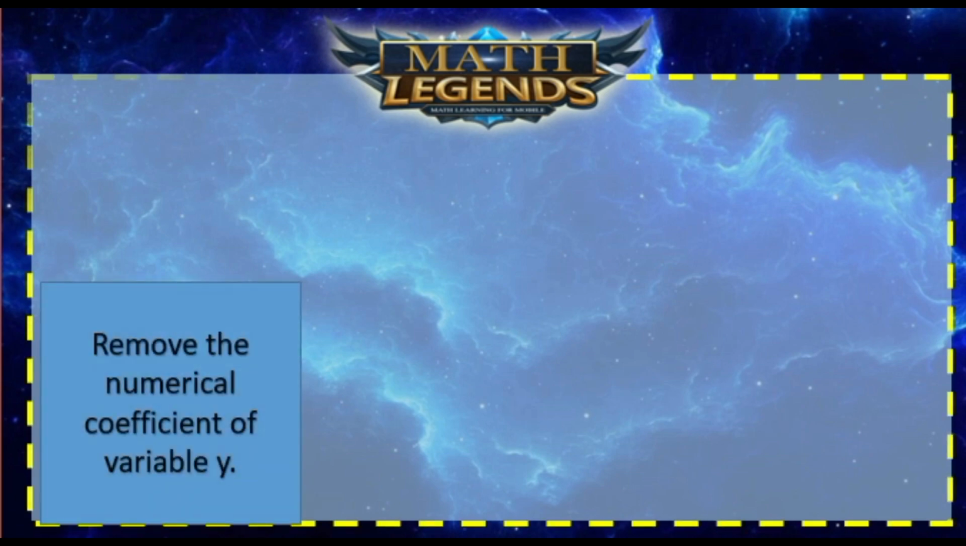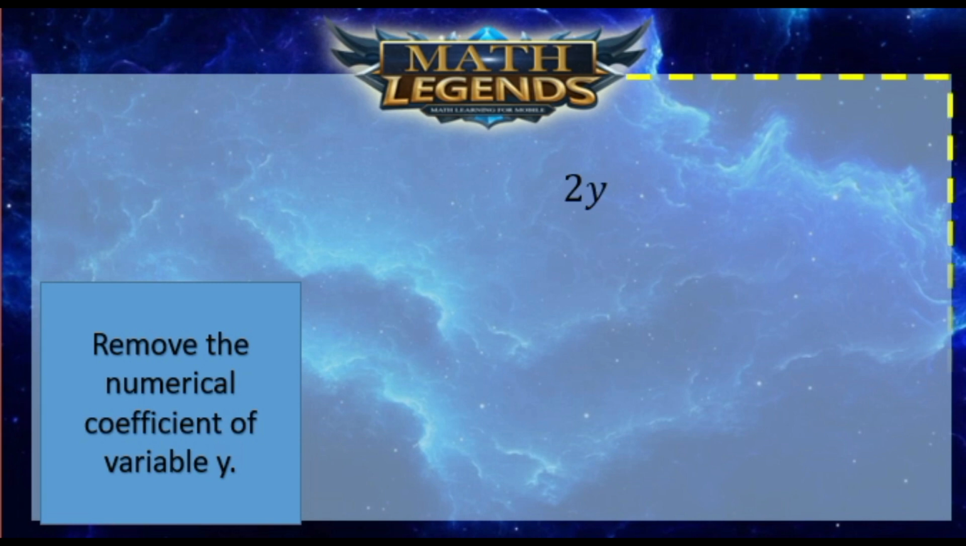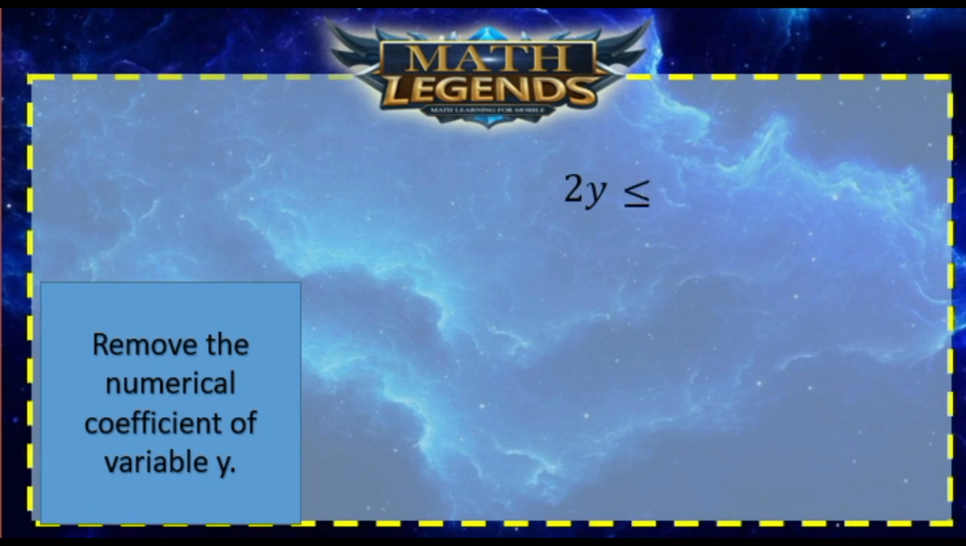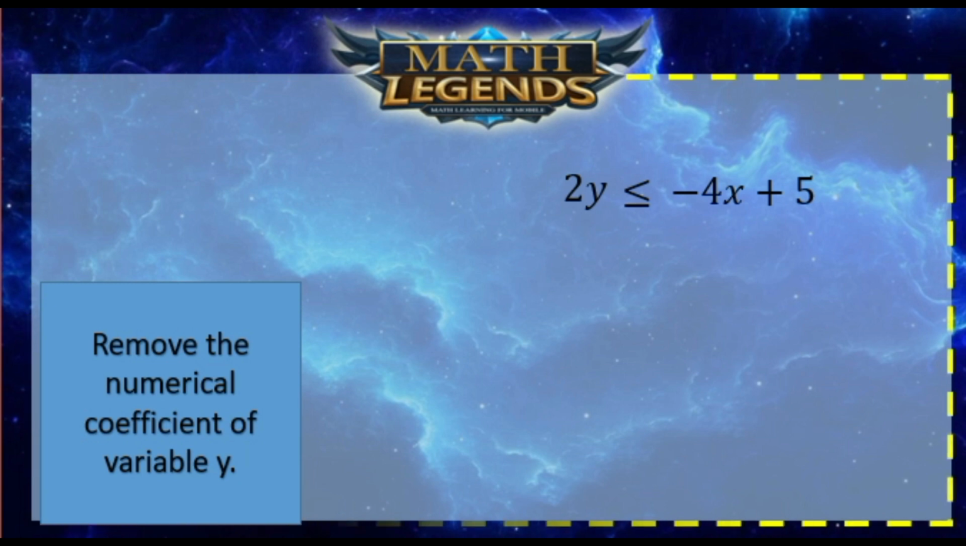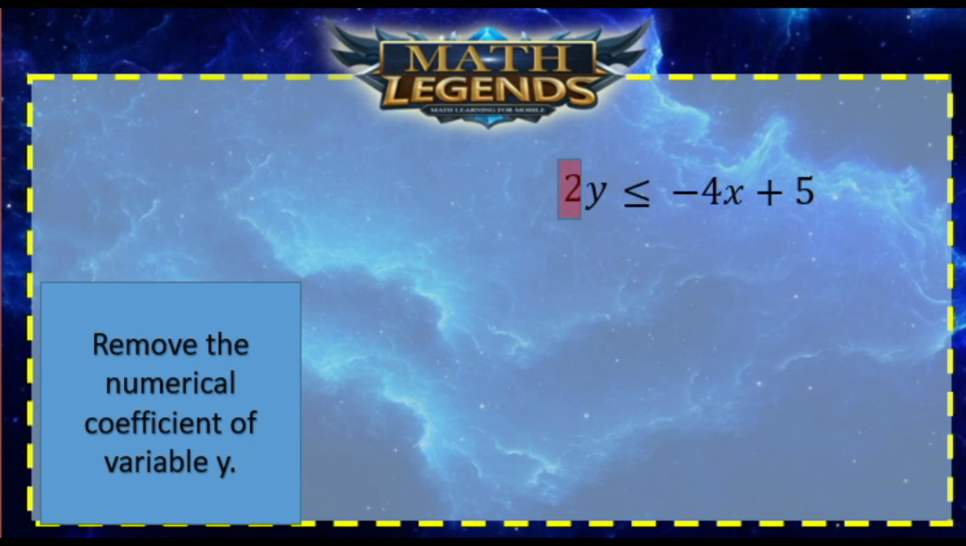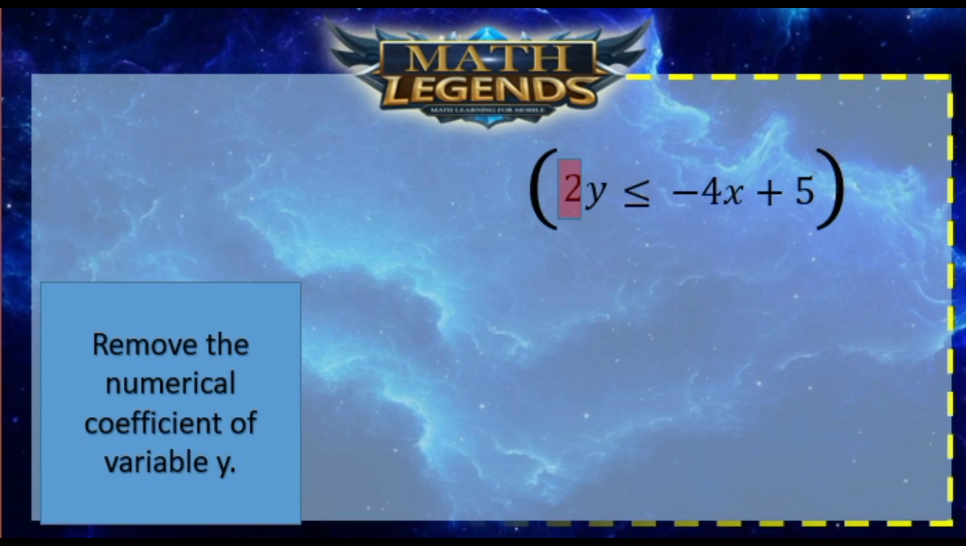After that, we're going to remove the numerical coefficient of variable y. Since we have 2y less than or equal to negative 4x plus 5, what are we going to do? We're going to remove the numerical value of our variable y. In order to do that, we're going to multiply the whole inequality by the multiplicative inverse of our numerical value. The multiplicative inverse of 2 is equivalent to 1 half.